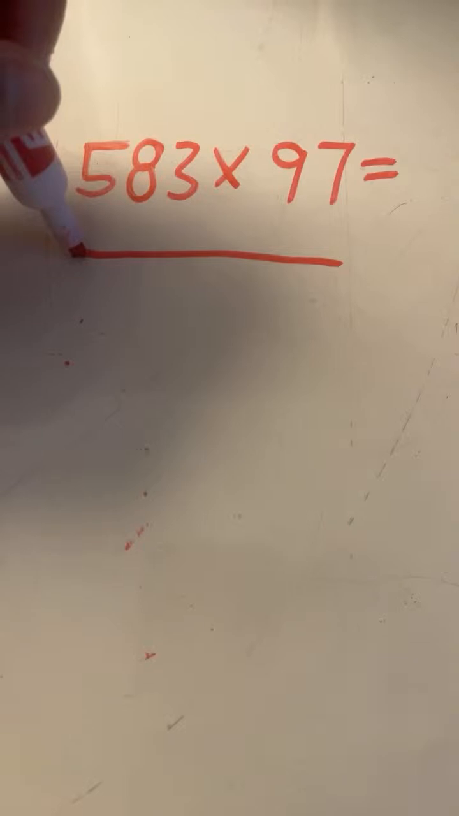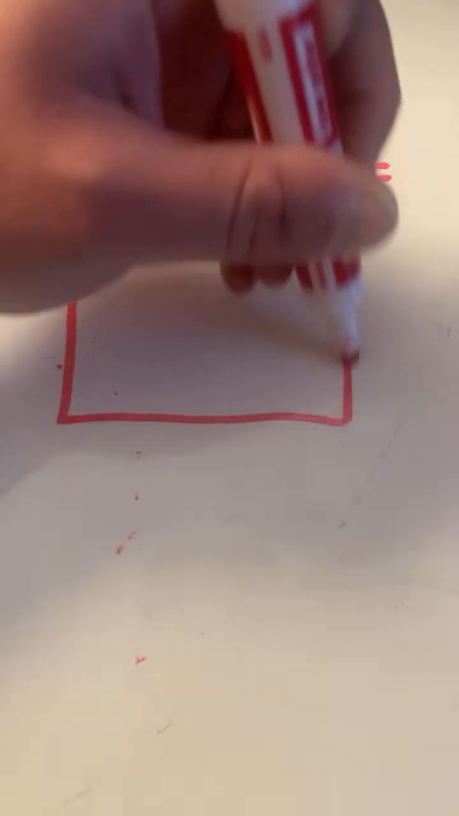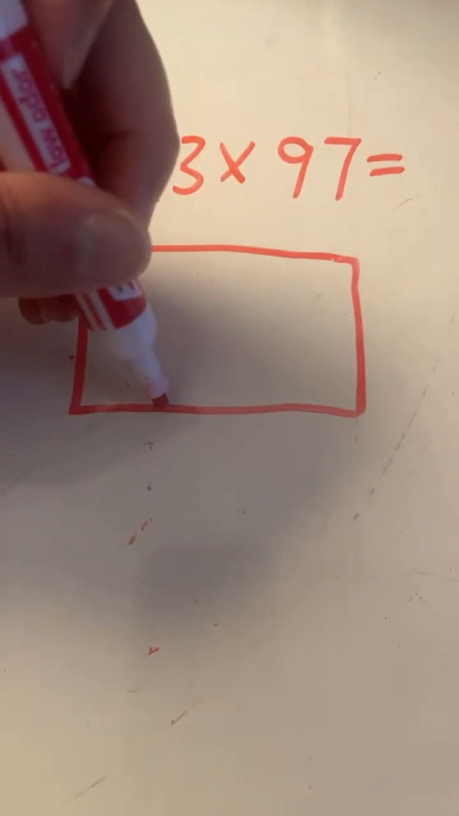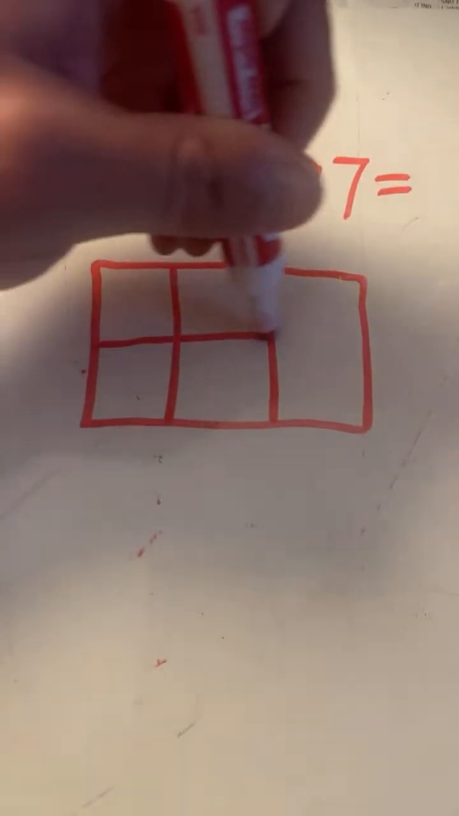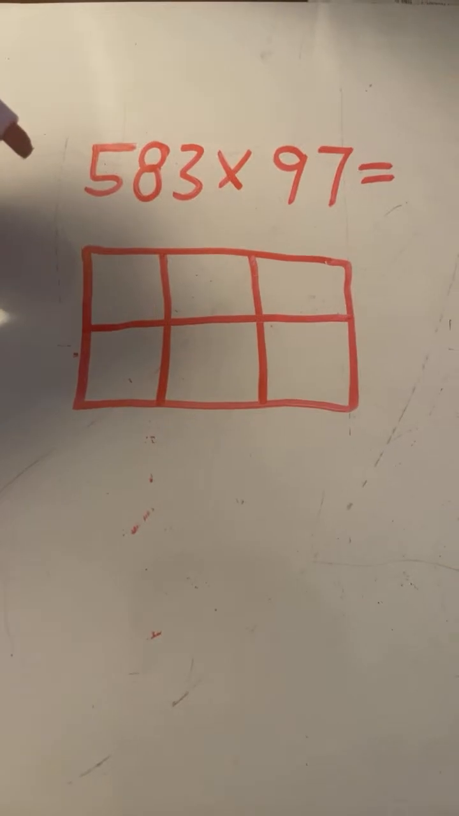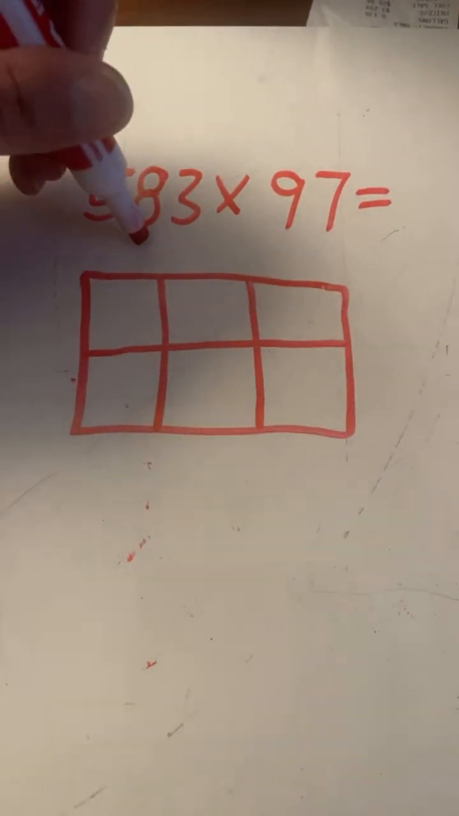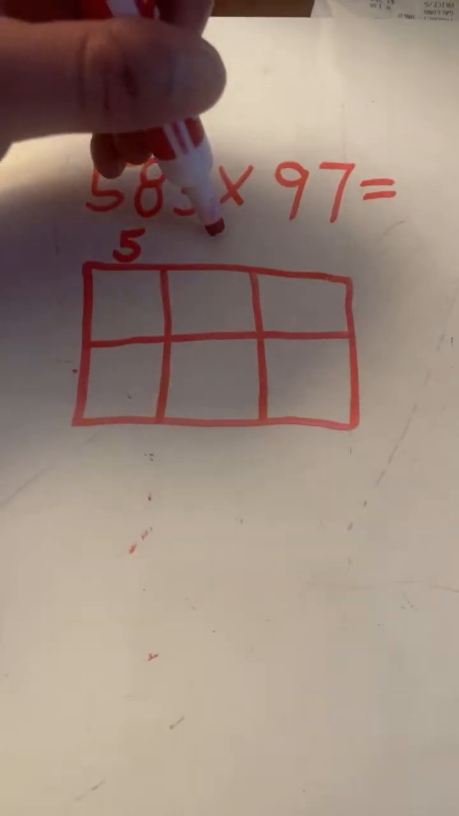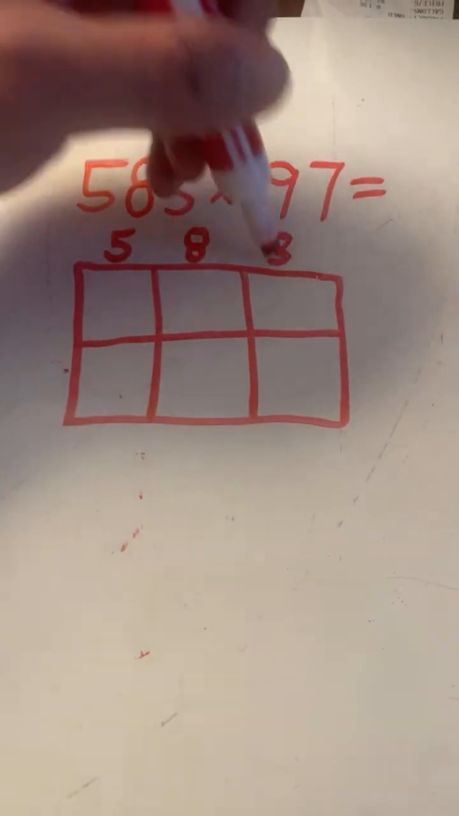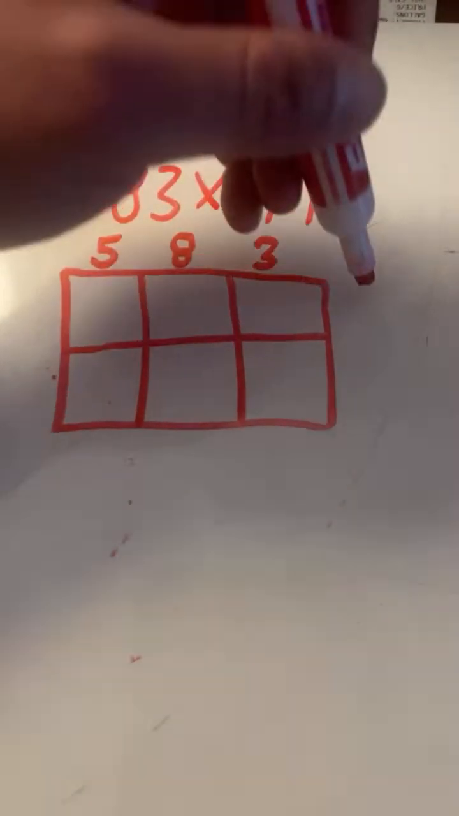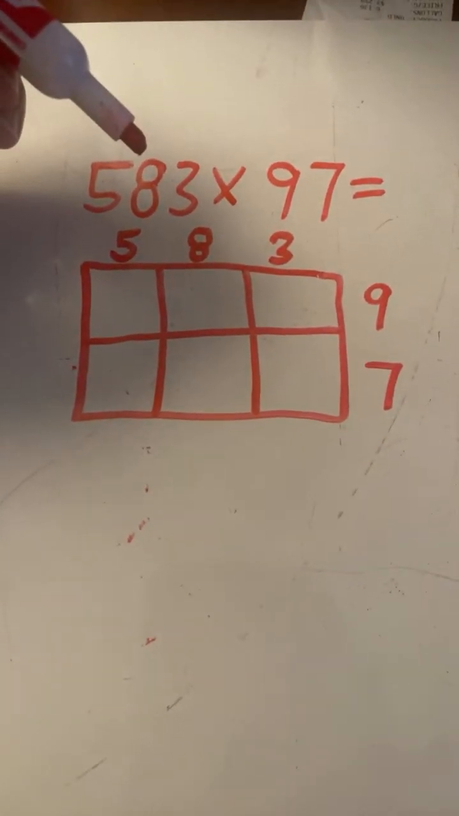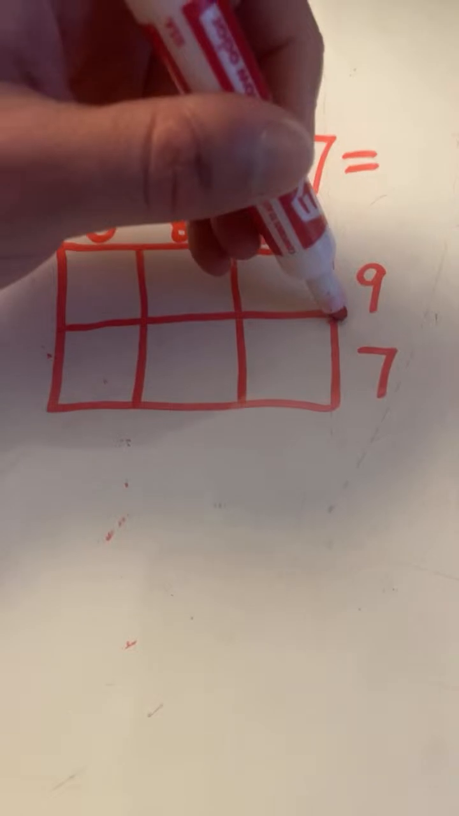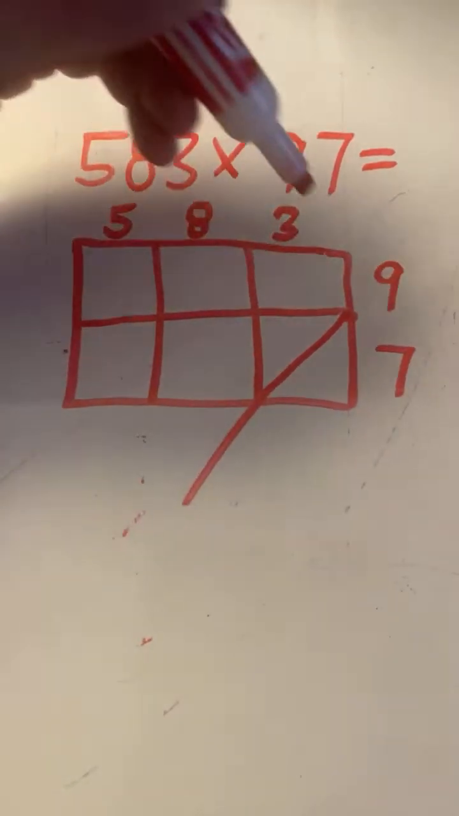So in order to solve that problem, it's a 3-digit by 2-digit multiplication problem. So we're making 3 boxes going across and 2 vertically going up and down. So we're going to put each of the digits of 583 on top, then each of the digits for 97 going along the side. Next, we're going to draw a triangle through each square.